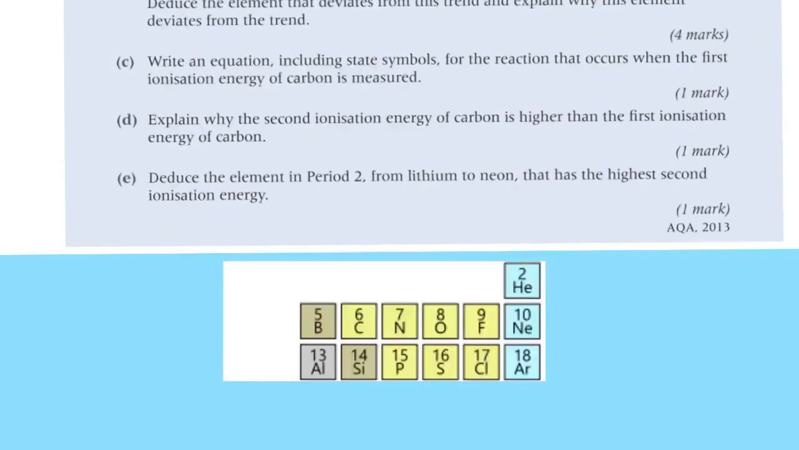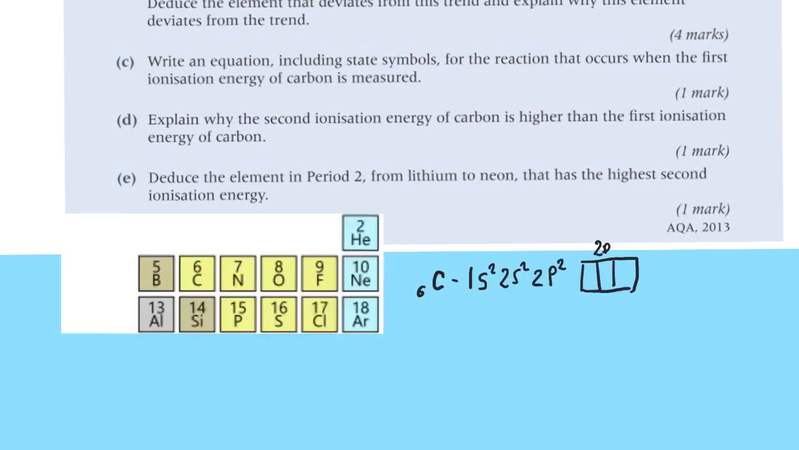The next question is, state the general trend in first ionization energies from carbon to neon and deduce the element that deviates from this trend and explain why this element deviates from this trend. Whenever you're asked to describe or explain ionization energies, the first rule is you must write out the electron configurations. So the electron arrangement for carbon is 1s2, 2s2, 2p2. So here we'll put the electrons in boxes which represent the orbitals.